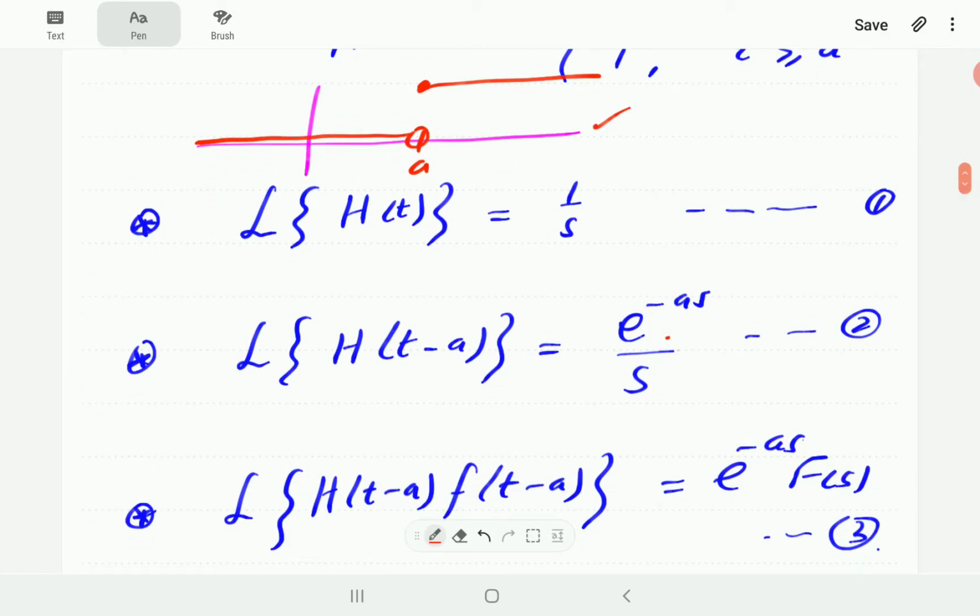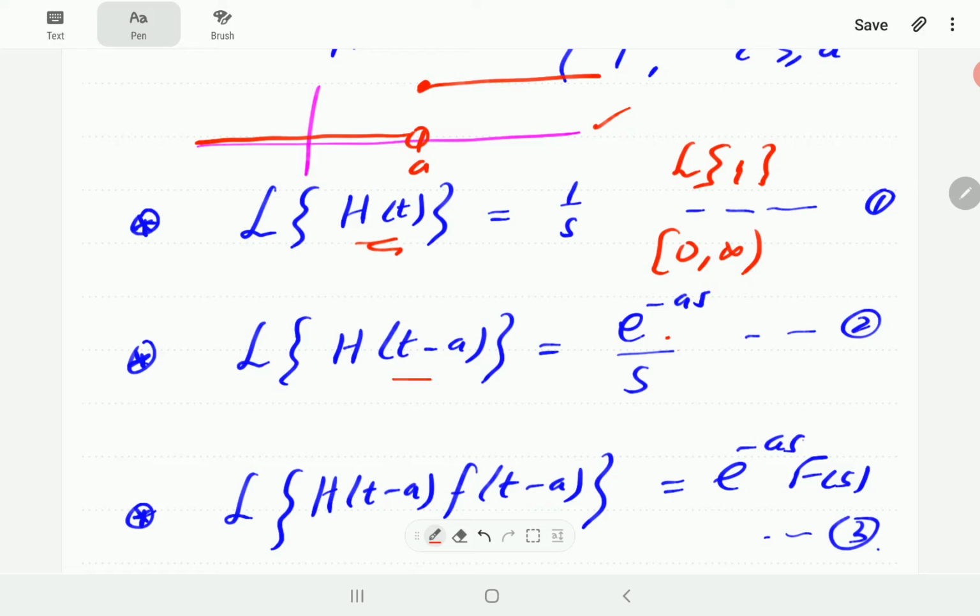The first one says the Laplace transform of h of t is 1 over s. You're going to notice that this is basically the same as the Laplace transform of 1, and that's because in this domain here, h of t is essentially the same as f of t equals 1. H of t is 1.